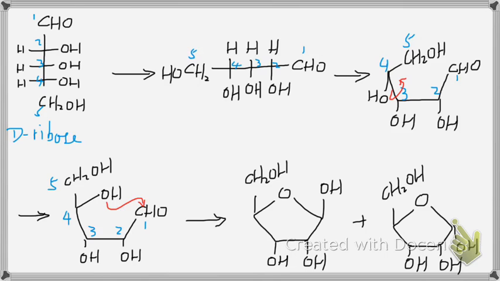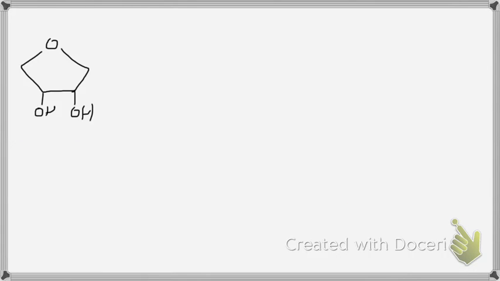But the rest of the stereocenters will stay the same, right? So we call these two forms alpha and beta. Okay, one is in the alpha form, one is in the beta form. How do we define alpha and beta?